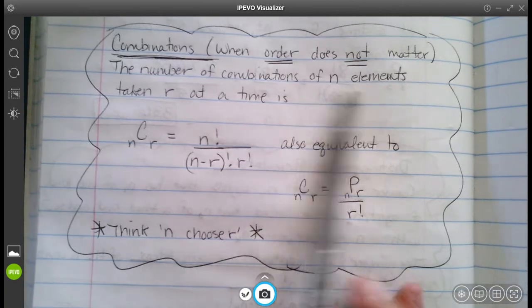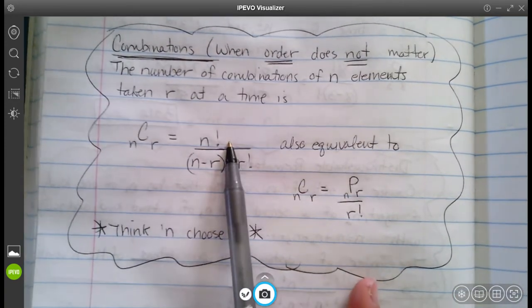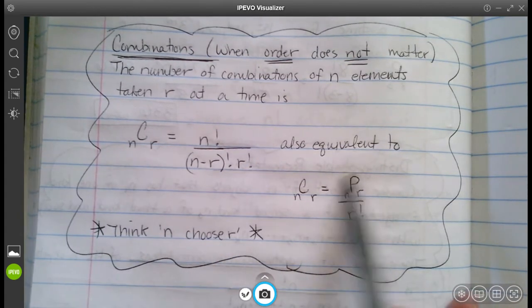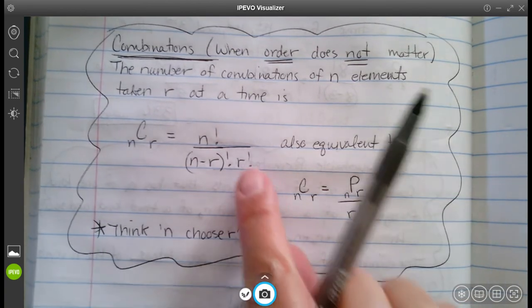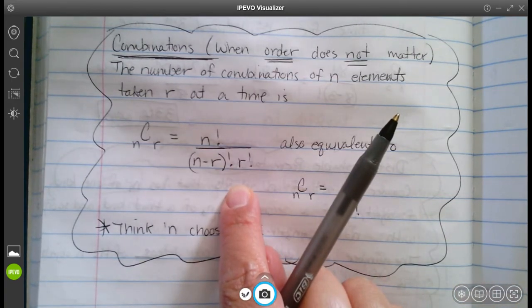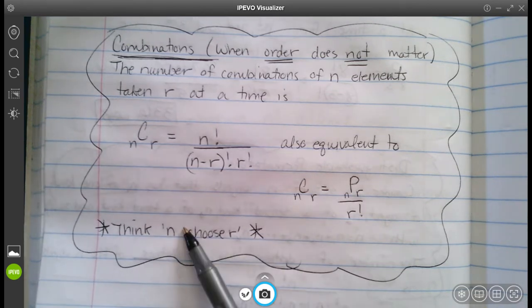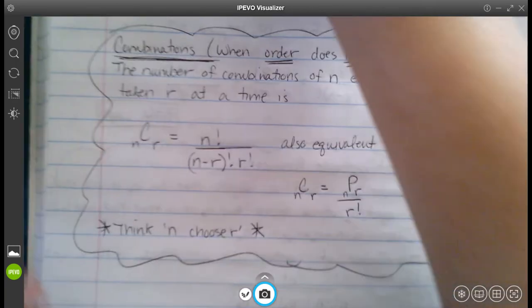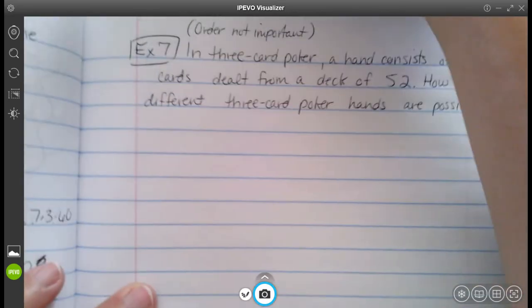The number of combinations of n elements taken r at a time is given by n factorial over n minus r factorial times r factorial, also equivalent to the permutation divided by r factorial. So this part without the r factorial is a permutation. With the r, it's a combination. I like to think of it as n choose r. So you have n elements, and you're only choosing this many elements out of them. Let's look at one more example, and that'll be it for this set of notes.